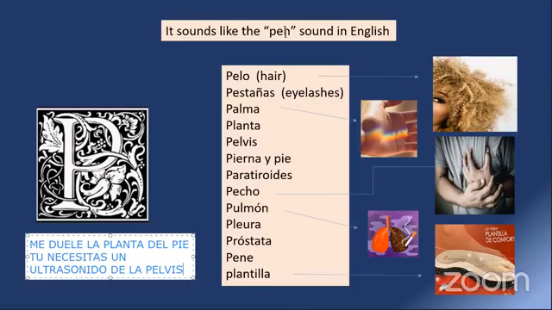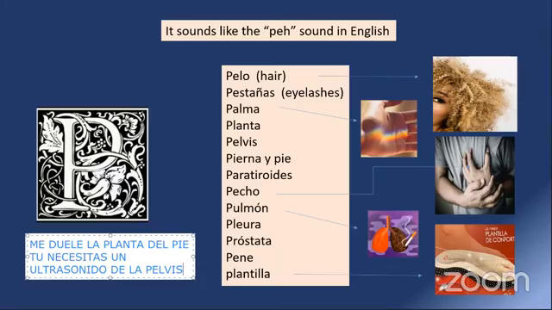Okay, next one. Pierna y pie. We talked already about pie. We know pie is foot. The plural is pies. It's not a pie, please. It's pie. And pierna is all the leg. The calf, the thigh. Pierna is all the leg. So pierna y pie are parts of my lower extremity. Next one here. Parathyroides. You know what is that? The parathyroid gland.